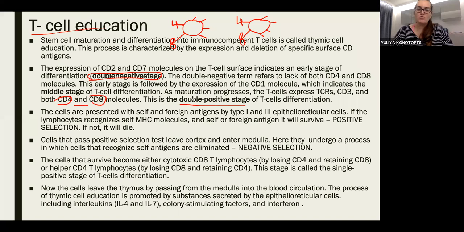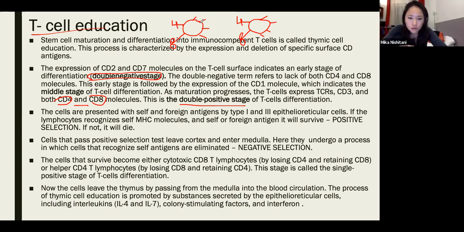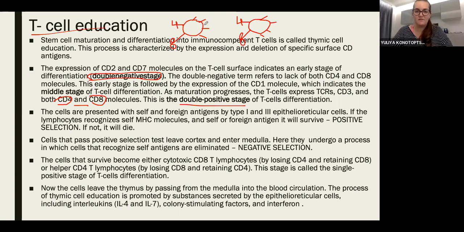So when you reach the double positive stage, can you tell me which CDs you have on your surface? All T lymphocytes, which CDs do they have on their surface? 2, 3, 5, 7, 4, 8. Very good. CD2, 3, 5, 7, 8, 4. So all of them: all the general and all of the specific.